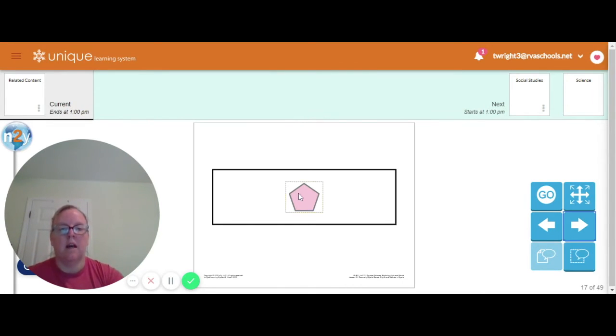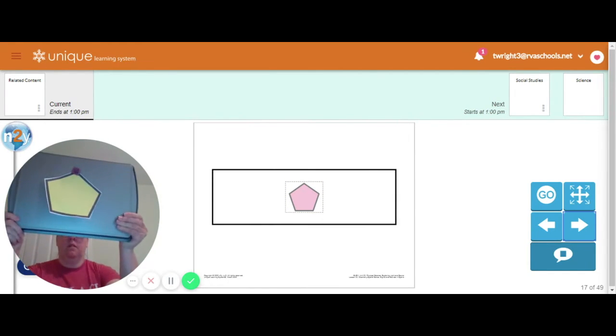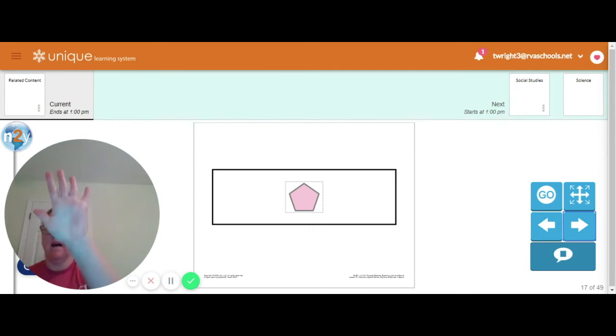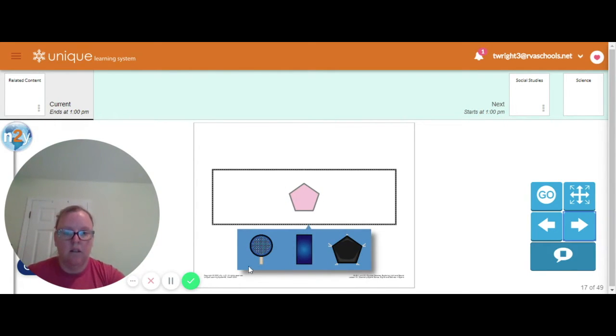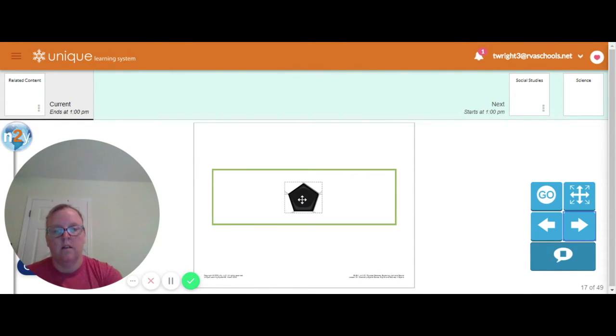This is the Pentagon. 5 sides. Which one looks like a pentagon? Point to it. You pointed to this one, you are correct. It's a soccer ball catch. So you kick your soccer ball into there and it catches it.